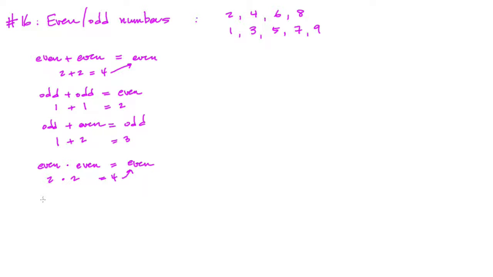And then an odd times an odd. So what if I say 1 times 3? Well, 1 times 3 is odd, which is 3. And so an odd times an odd is going to be odd. And then lastly, what's an odd times an even? And that we kind of discussed already, because when we multiply here by an even, we are going to get an even number. So what's, say, 2 times 3? Well, 2 times 3 is 6, which is an even number.